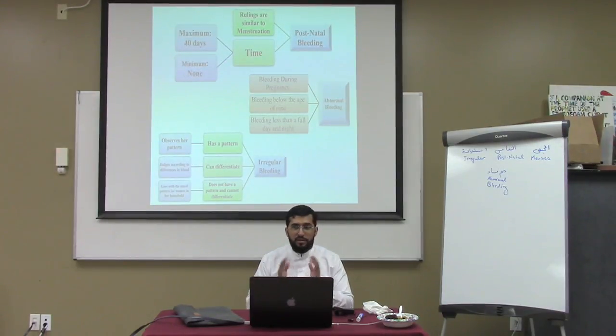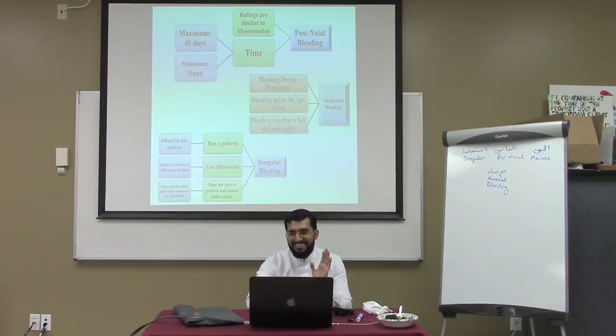Again, this applies to the woman that has irregular bleeding. She continues to bleed. For women that have a fixed cycle, they go with the fixed cycle. What if she's the only woman in her household, and how does she judge? She looks at her relatives.